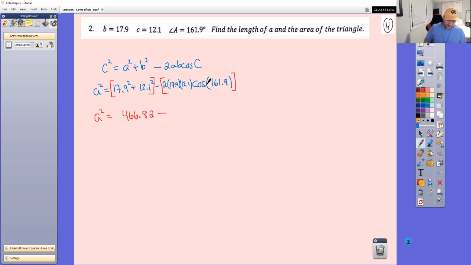So 2 times 17.9 times 12.1 times cosine 161.9, negative 411.744. Now I'm going to write 744, but it's really 7444046, and it goes on and on and on forever, right? So maybe I'll put like a dot, dot, dot, indicating that I'm going to use that whole decimal.